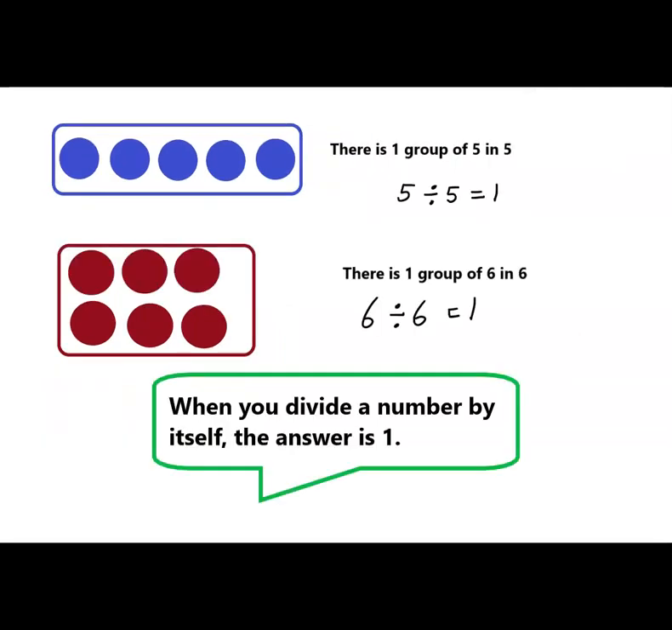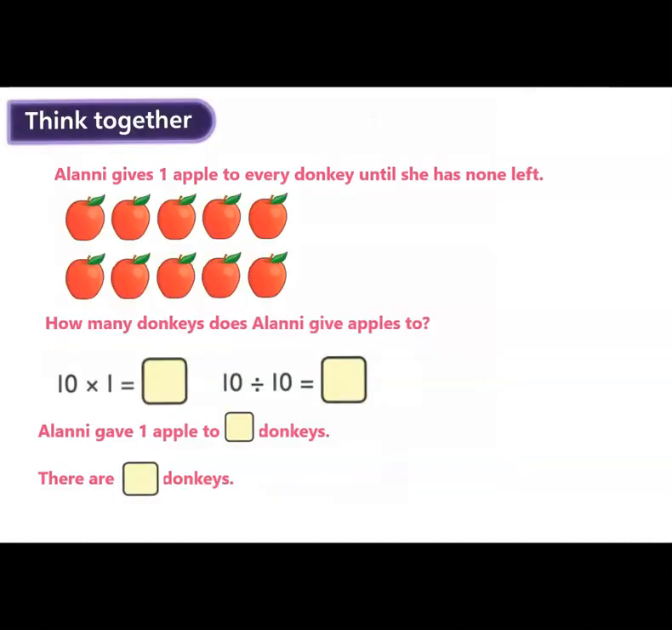We can make another generalization. When you divide a number by itself, the answer is 1. I would like you to pause the video here and give this a go. Try and fill in the missing values. So how'd you get on? Alani gives 1 apple to every donkey until she has none left. There are 10 apples. How many donkeys does Alani give apples to?